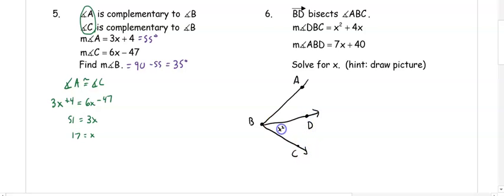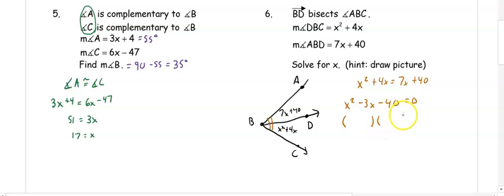DBC is x squared plus 4x, and ABD is 7x plus 40. Well, because we have a bisector, we know that these angles are congruent. So x squared plus 4x equals 7x plus 40. We're going to move everything to the x squared side. X squared minus 3x minus 40 equals 0.